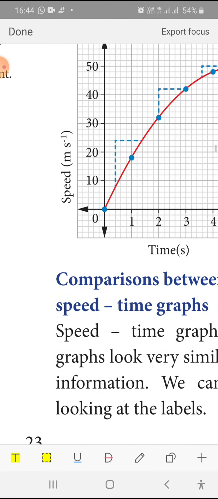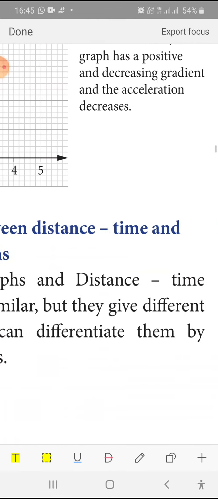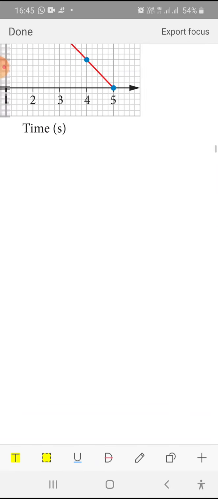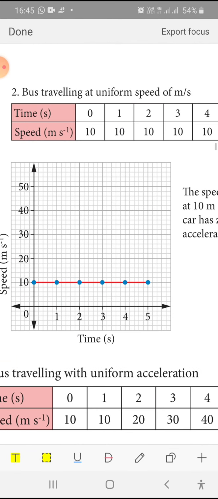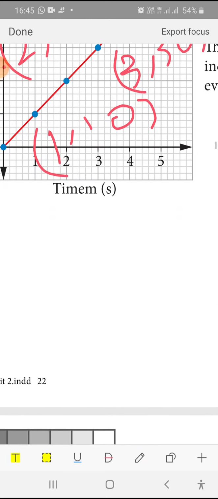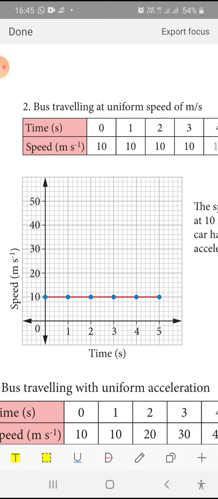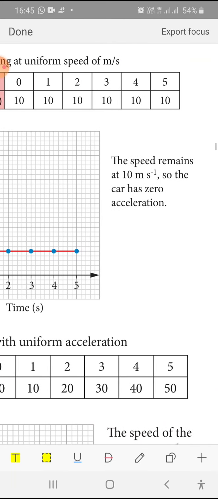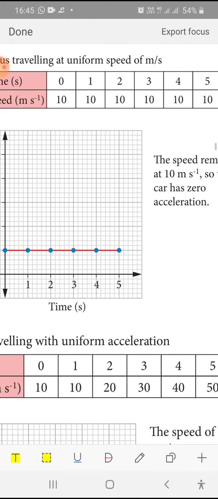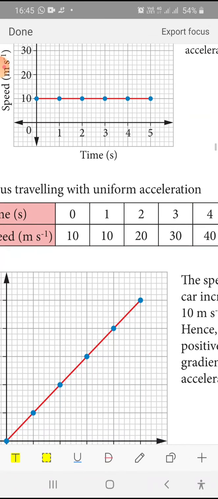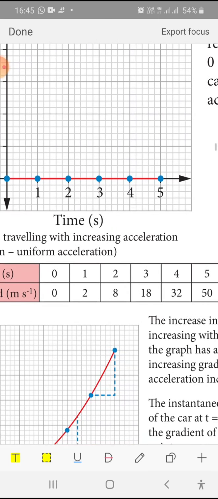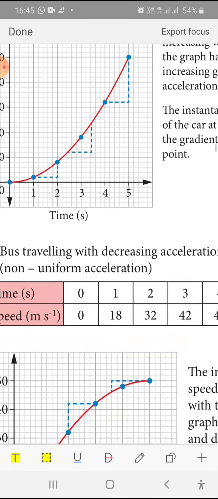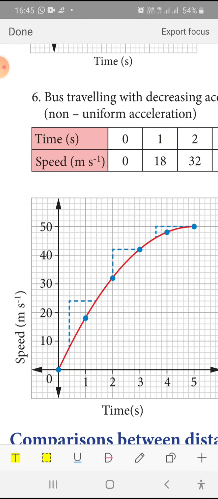So we have seen in these two pages the distance time graph and the speed time graph. Both show that if it is a horizontal line in the distance time graph, it is at rest, and in the speed time graph, the speed remains 10, so the car has zero acceleration. Then positive constant acceleration, the bus is not moving, positive acceleration and negative acceleration.